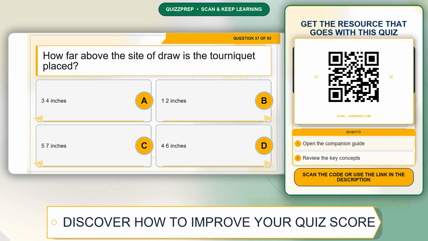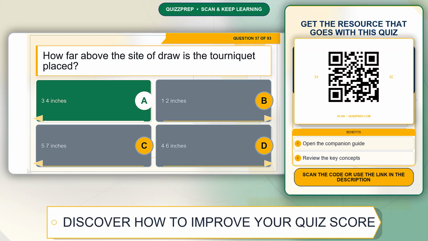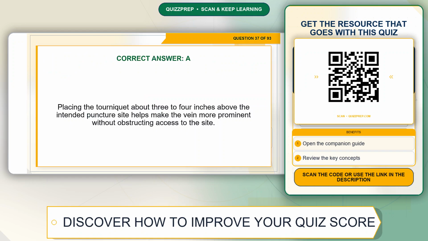Question 37. How far above the site of draw is the tourniquet placed? Option A, 3-4 inches. Option B, 1-2 inches. Option C, 5-7 inches. Option D, 4-6 inches. The correct answer is option A, 3-4 inches. Explanation. Placing the tourniquet about 3 to 4 inches above the intended puncture site helps make the vein more prominent without obstructing access to the site.